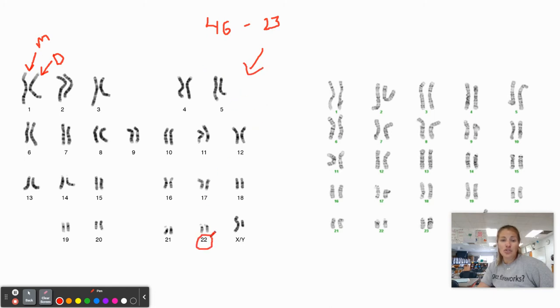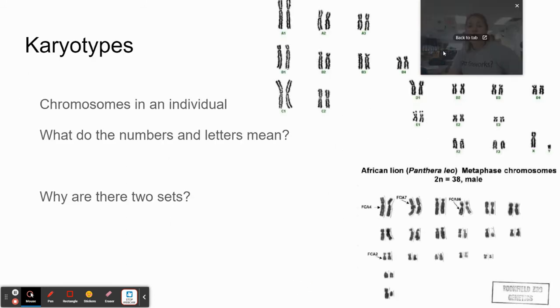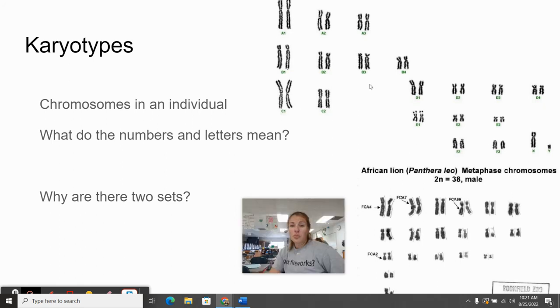So we have 22 chromosomes, but our last pair is our sex chromosomes. So this individual is a male because we have an X chromosome and this little teeny tiny Y chromosome. And this one that's now below me is also going to be a male because we have an X chromosome and a Y chromosome. A female would have 2 X chromosomes. So now we have some karyotypes from a lion.